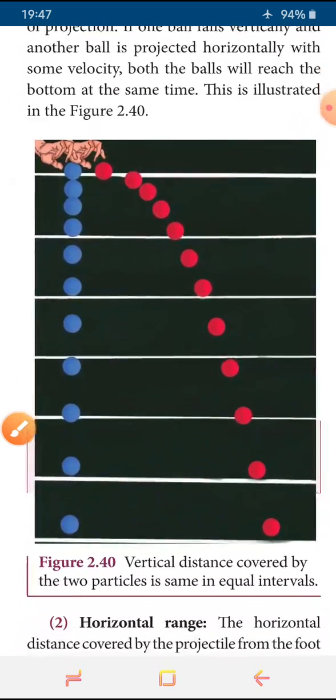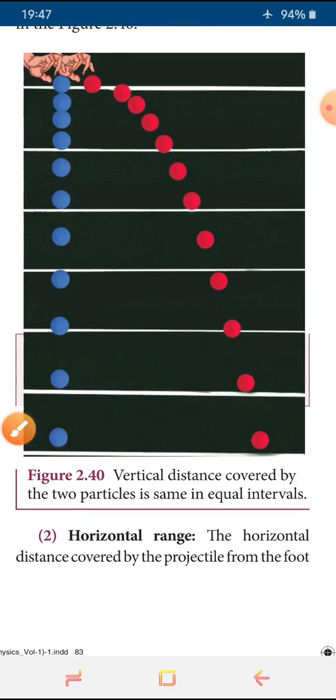See that figure. One ball, the blue colour ball, is falling straight down, and the second, the red colour ball, is travelling horizontally. Here the vertical distance covered by the two particles is the same in equal intervals.